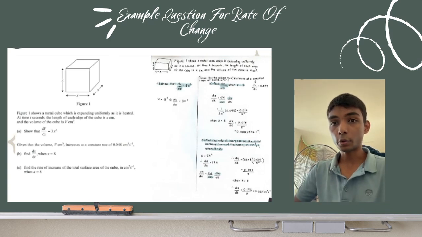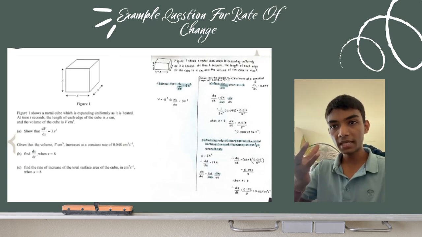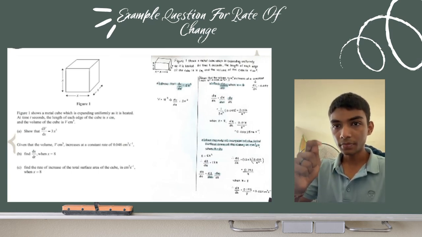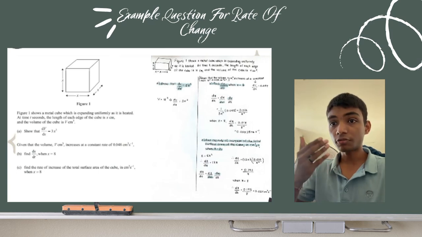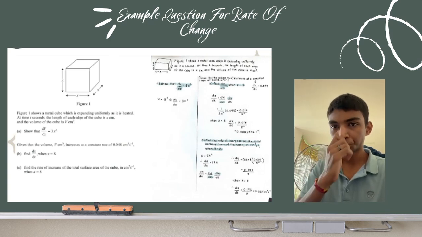Now let's move on to an example question for rate of change. As you can see, we have a question here. Figure 1 shows a metal cube which is expanding uniformly as it is heated. At time t seconds, the length of each edge of the cube is x centimeters and the volume of the cube is v centimeters cubed. Now there are three questions asked here.